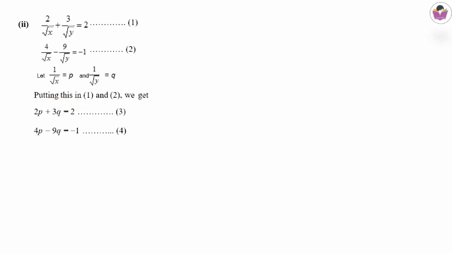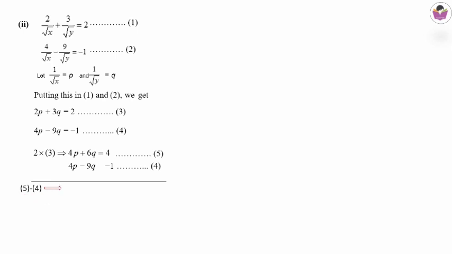Now you can use any method to find the value of p and q. Here I am going to use the equating coefficients method. In equation 3 this is 2p and in the fourth equation it is 4p. If I multiply by 2, 2 into 2 is 4, so these two coefficients become the same. So I multiply equation number 3 by 2: 2 into 2 is 4p plus 2 into 3 is 6q equal to 2 into 2, that is 4. Label it as equation number 5. Equation number 4 remains the same, just copy it down. Then go for the calculation. I just subtract 4 from 5.